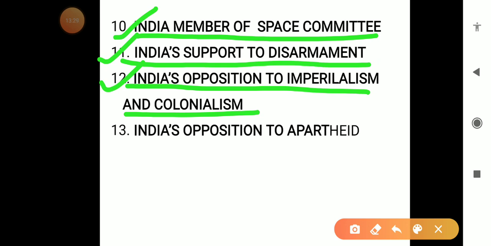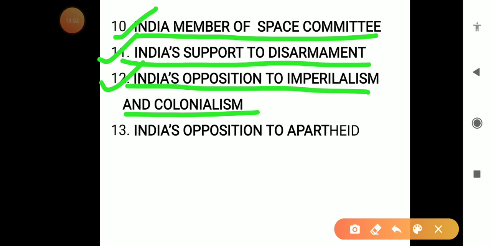So India played a very influential role in securing freedom for countries like Algeria, Tunisia, Cyprus, Indonesia, Ghana, Congo, Malaya, Libya, etc. India has always opposed the imperialistic policies of Israel also.